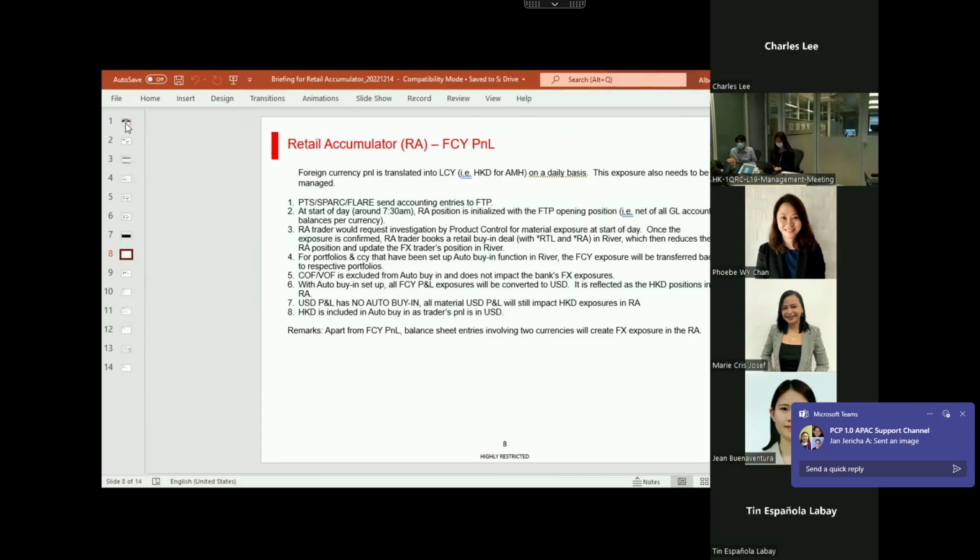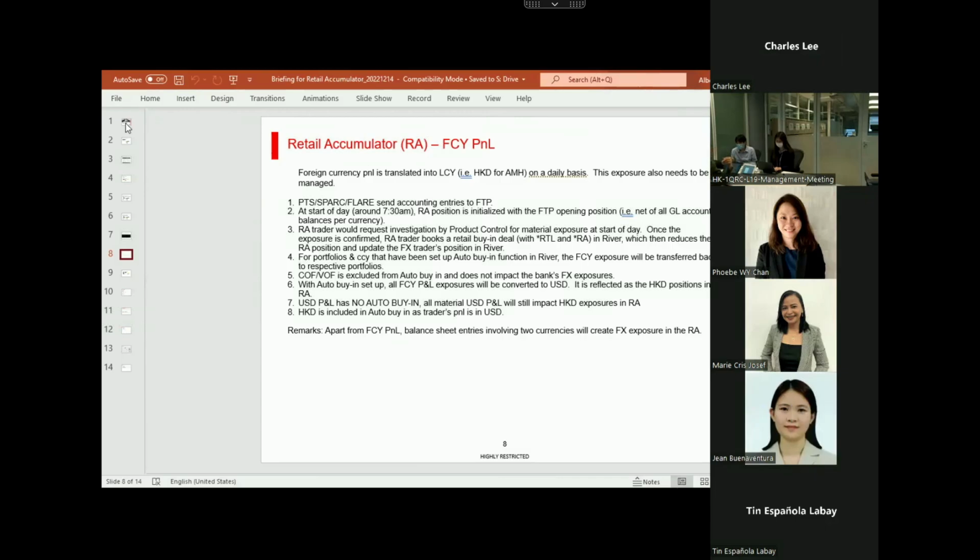And right now the process is, once the exposure is updated, our trader will refresh this screen, and then he starts to send us email asking us to investigate material exposures. So there are agreed monitoring thresholds between us and the trader to monitor the material exposures on a daily basis.